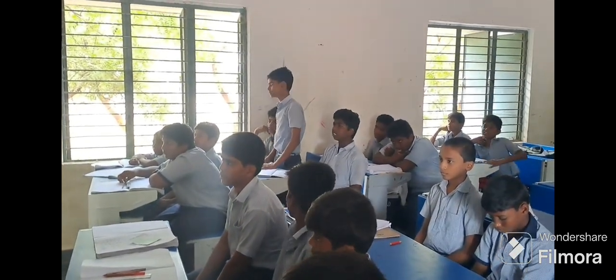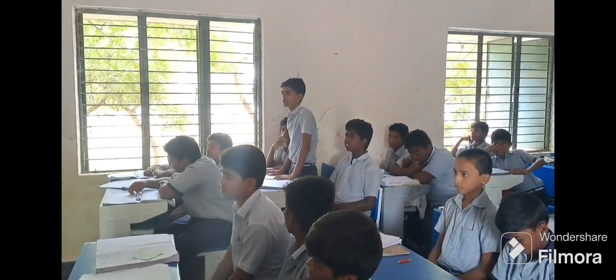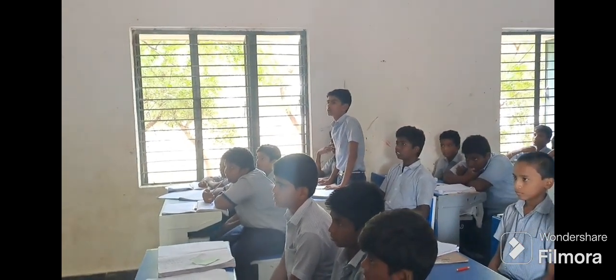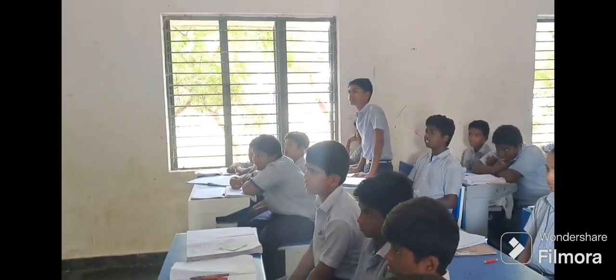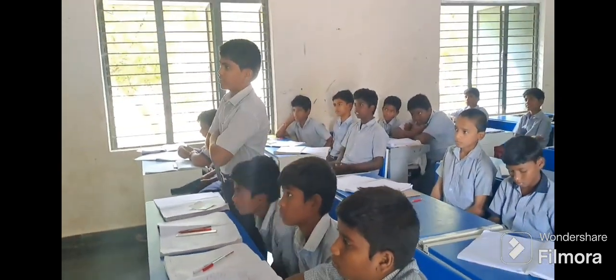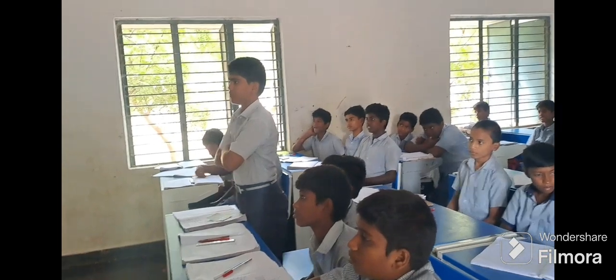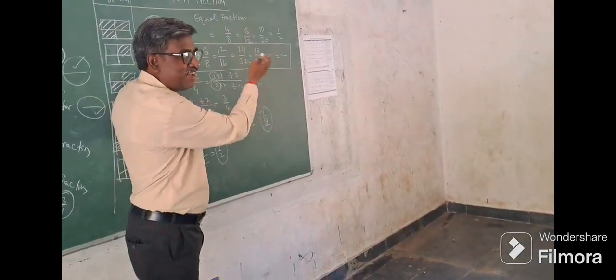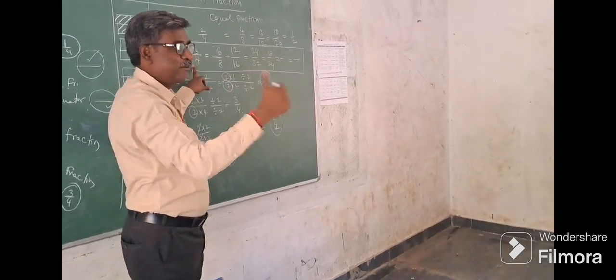12 times 2 is 12... 12 to the 24. Next? 16 to the 32. Yes, very good. From the first group, 18 by 24. So how is it possible? 6 times 3 is 18, 6 times 4 is 24. Very good. Well done. Sit down.